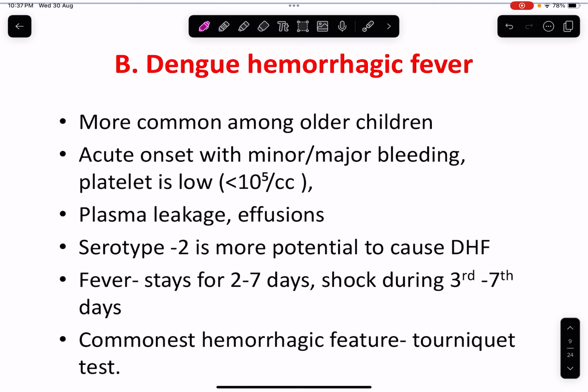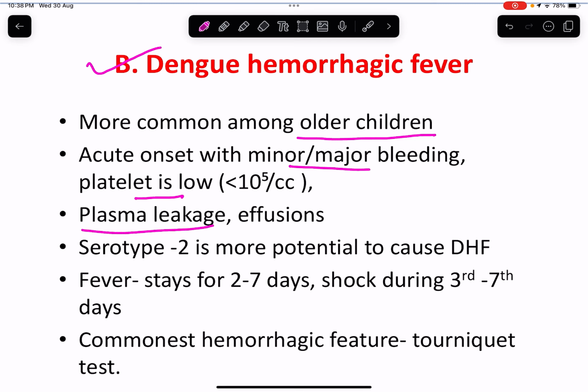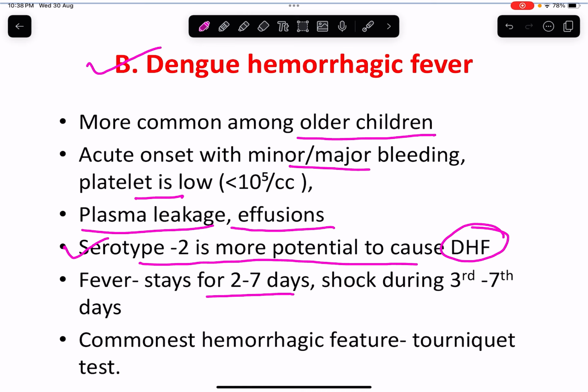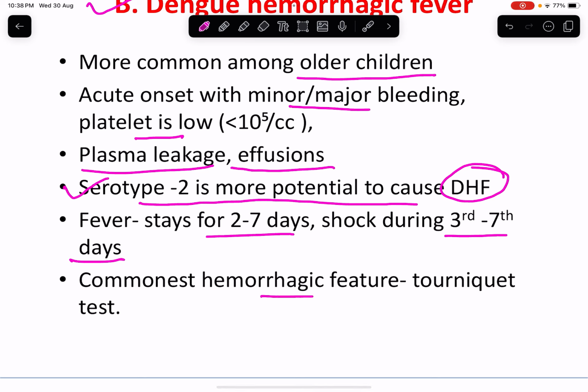Dengue hemorrhagic fever, how does it manifest? It is more common among older children. There will be acute onset of minor or major bleeding, platelet will be low. There will be plasma leakage, and because of plasma leakage there will be effusions. There will be pleural effusion, then pericardial effusion. Serotype 2 is more potent to cause dengue hemorrhagic fever. Fever stays for 2 to 7 days, and patient usually develops shock during 3rd to 7 days. The commonest hemorrhagic feature will be demonstrated by tourniquet test. So this is how dengue hemorrhagic fever presents.